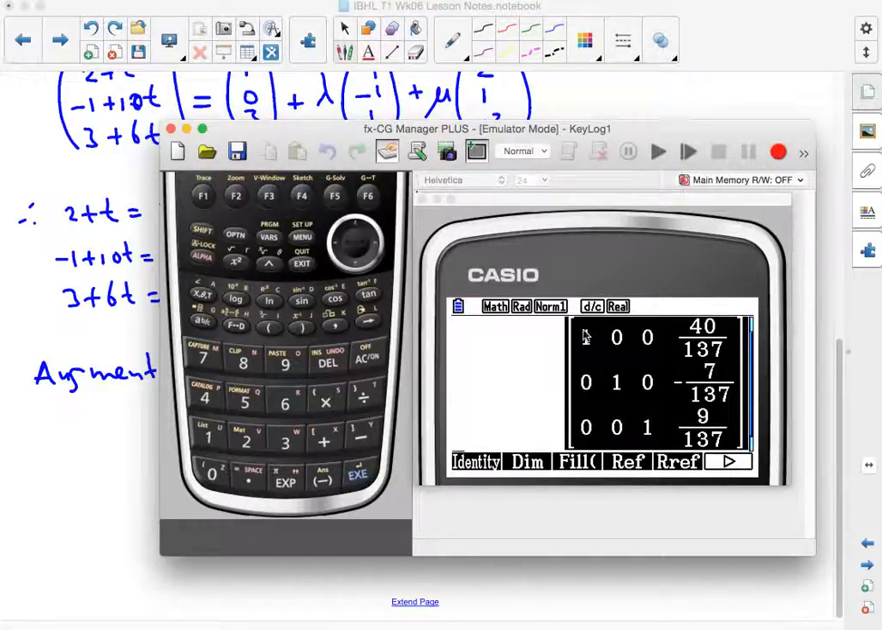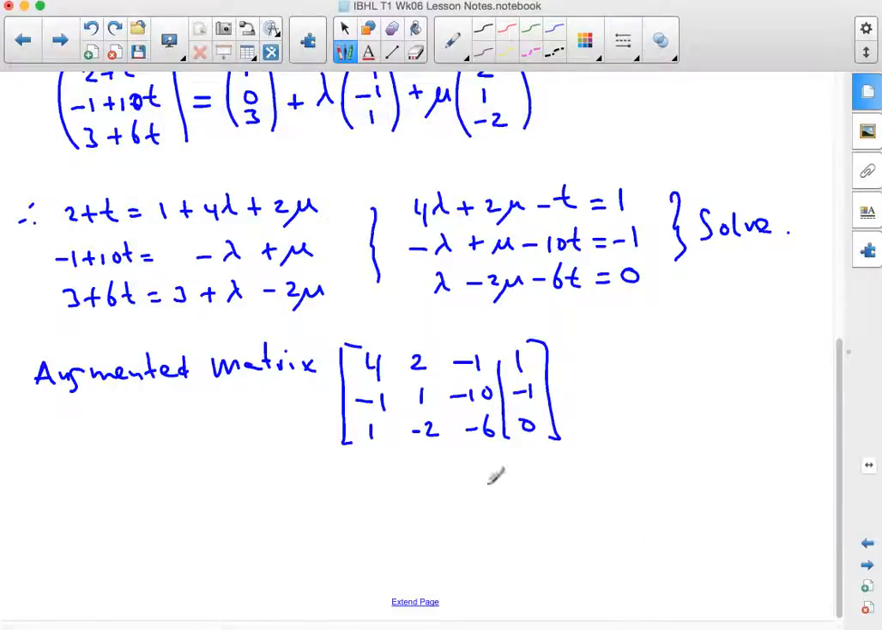So this one here, 40 over 137, that's for lambda, and mu is negative 7 over 137, and t is 9 over 137. So let's write that up. Lambda is 40 over 137, mu is negative 7 over 137, and t is 9 over 137.